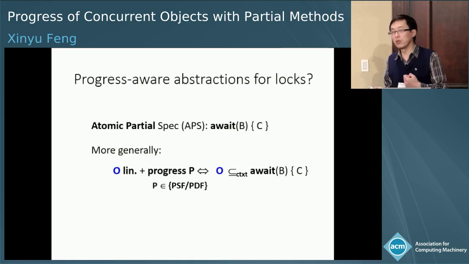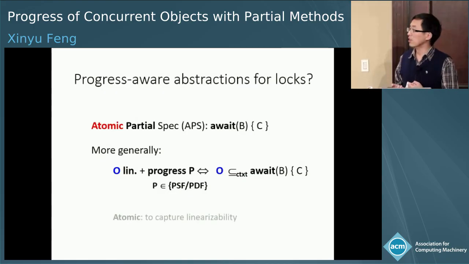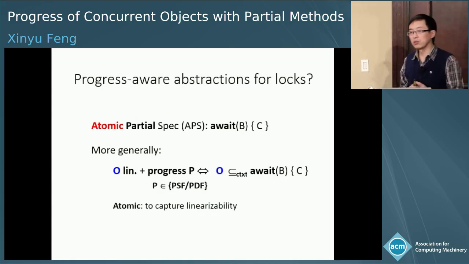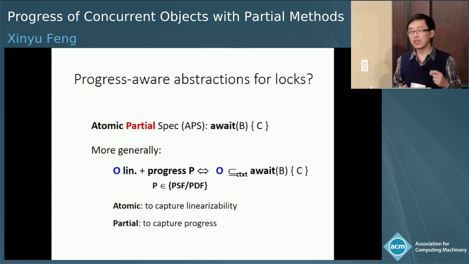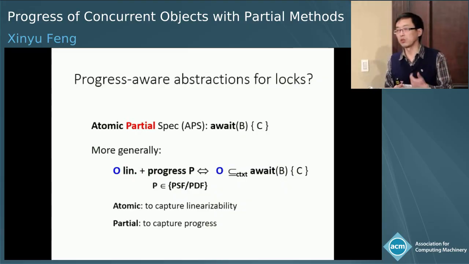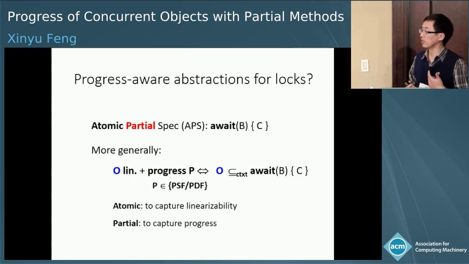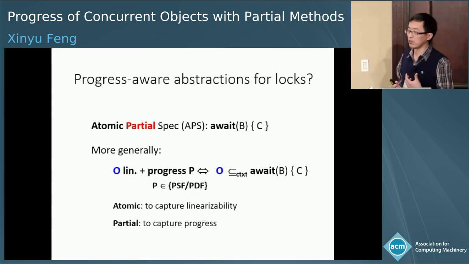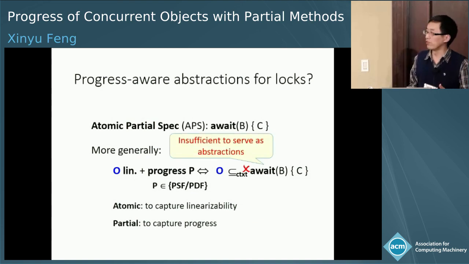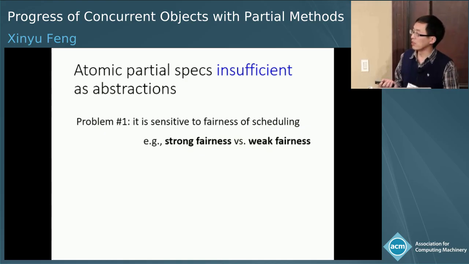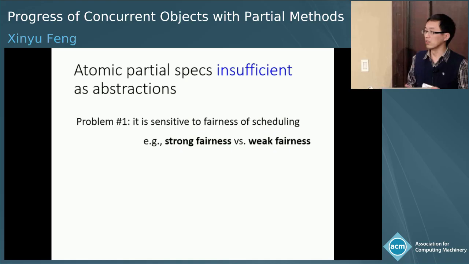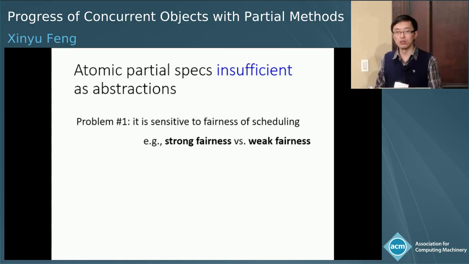And there are good reasons that we like this abstraction. First, it's atomic, which allows us to capture linearizability. And second, it's partial, which means that it already, in some sense, captures progress. And the goal of our work is to describe properties of partial objects with partial methods anyway. But unfortunately, this is not sufficient. The await itself is not enough. One of the major problems is that it's now very sensitive to the fairness of scheduling, like the so-called strong fairness or weak fairness.